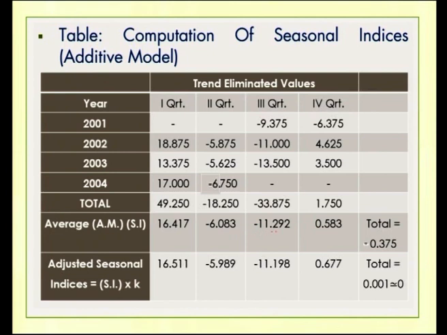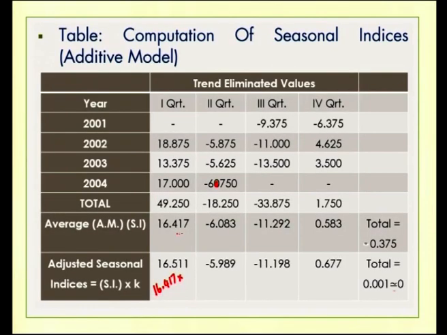Likewise, these values are calculated, and as usual just adjust it with the correction factor 1.0028, that is 16.417 into 1.0028 is 16.511. Likewise, these values are also calculated, so that we obtain the adjusted total as equal to 0. That is, the fluctuation should be so minute that it should be equal to 0. That is why it is called short term fluctuations. So, this kind of computation is called computation of seasonal index by ratio to moving averages.